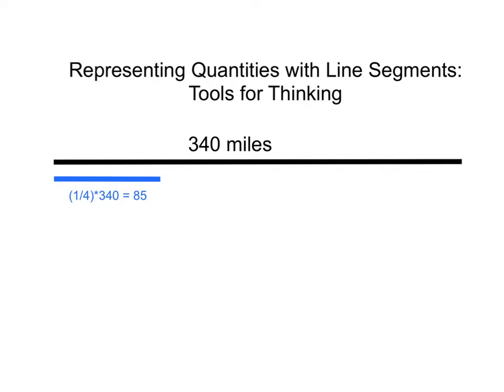We can also determine the number of miles we have left to drive because we have 3/4 of the trip left to go. We can represent this distance using a line segment that is 3/4 times as large as the entire trip, and determine that distance remaining by multiplying 3/4 times 340 miles, or 255 miles. What do you notice about the relationship between the fractions 1/4 and 3/4 in this problem? How are these fractions related to the entire trip that you took?